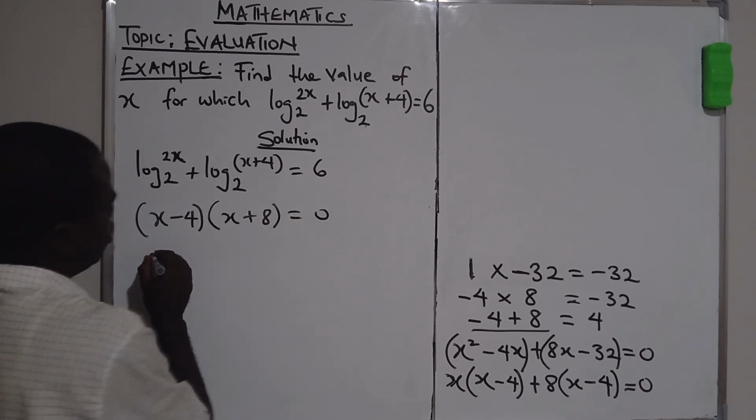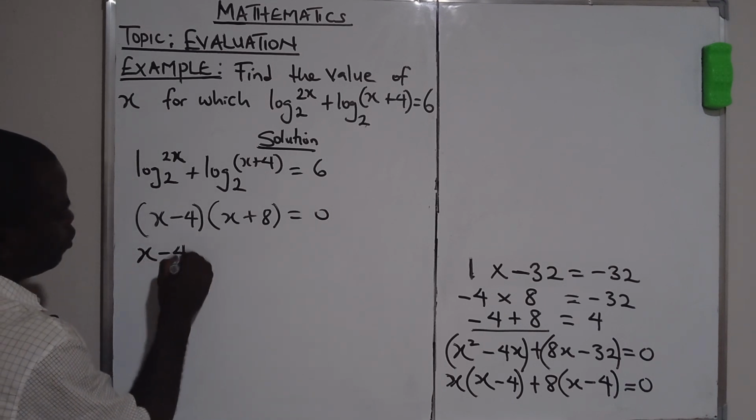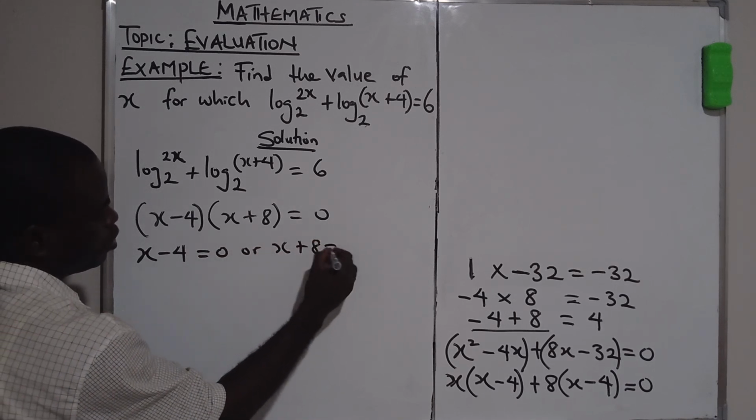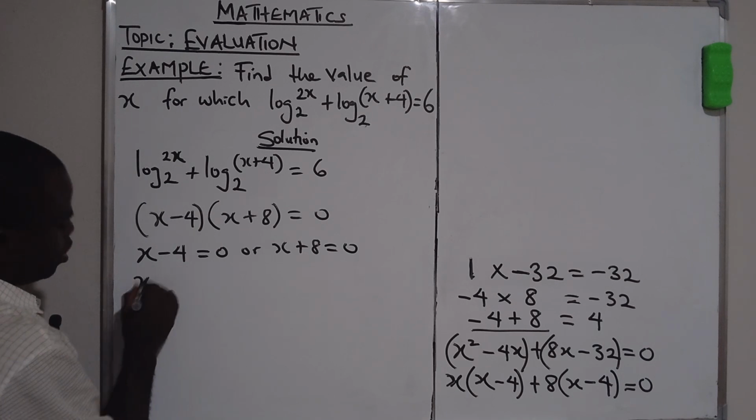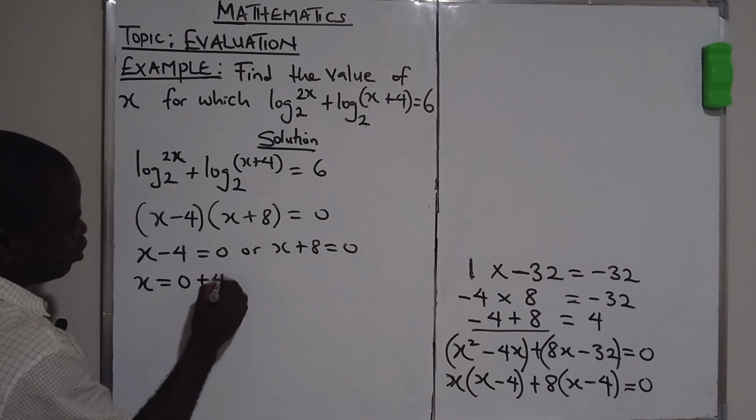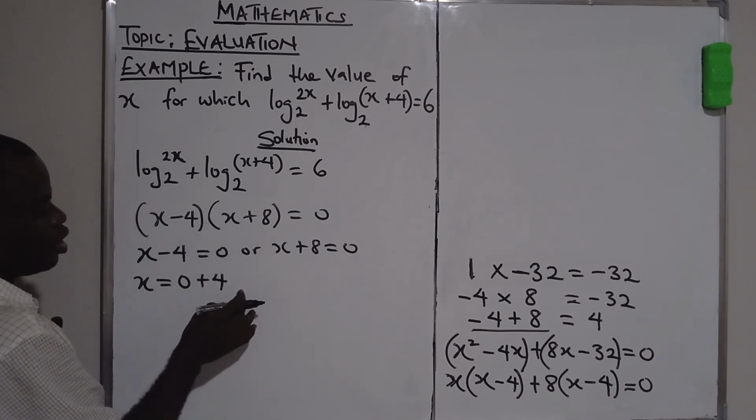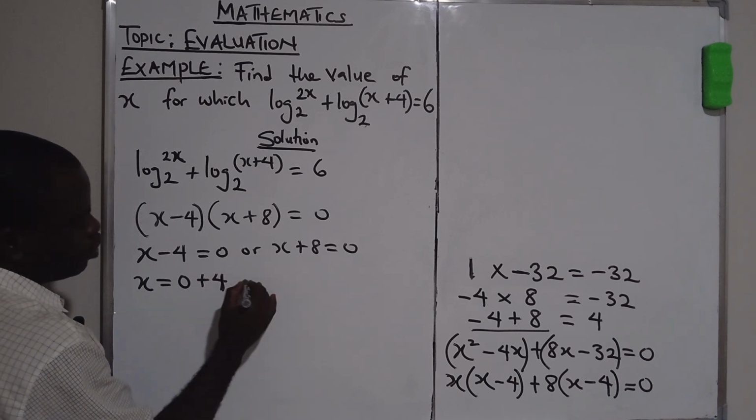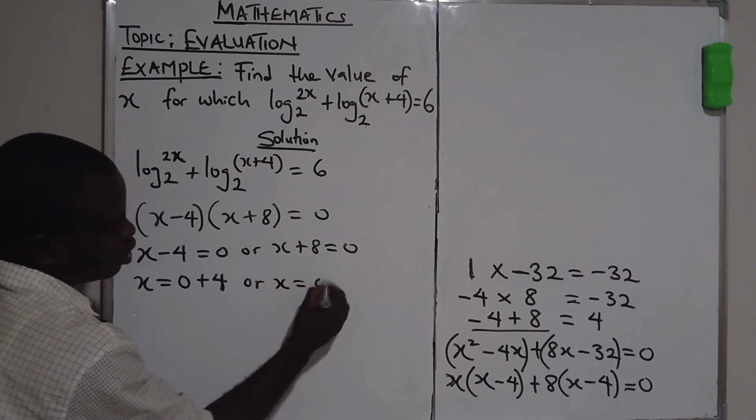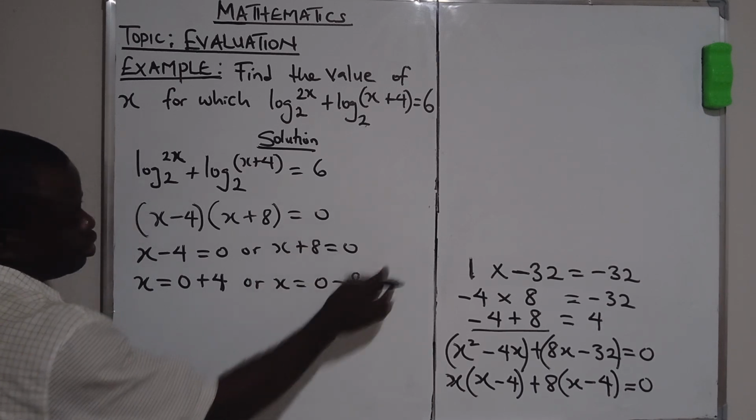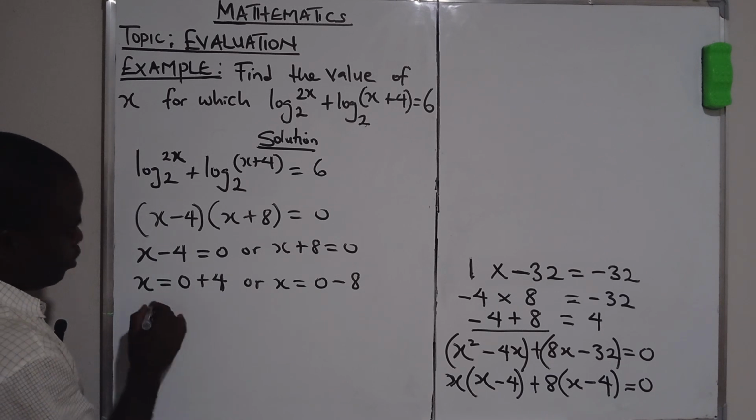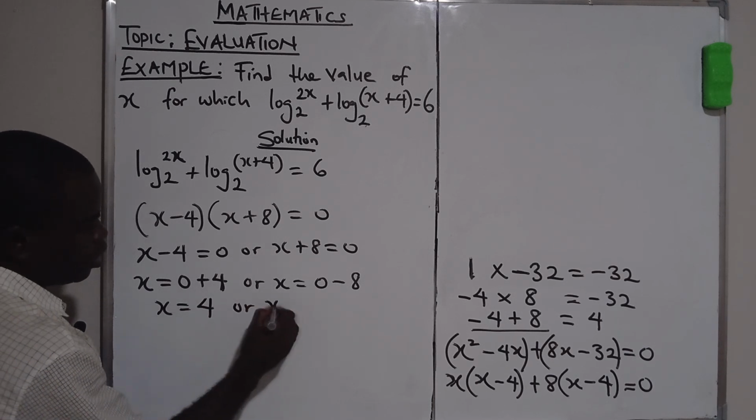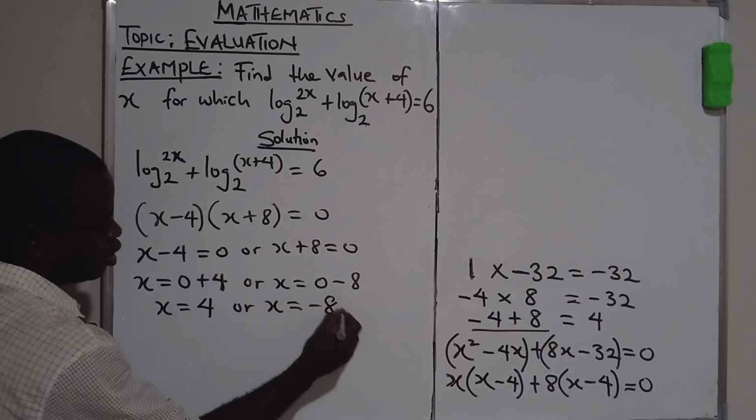Now say x minus 4 equals to 0, or x plus 8 equals to 0. Now x equals 0 plus 4, since the minus 4 across the equal sign turns to positive 4, or x equals 0 minus 8. Okay, now x equals 0 plus 4, that's 4, or x equals to minus 8.